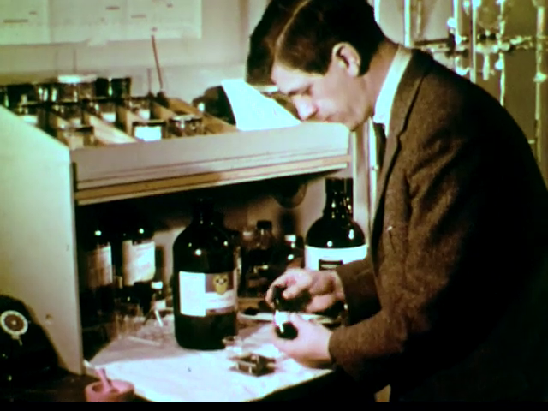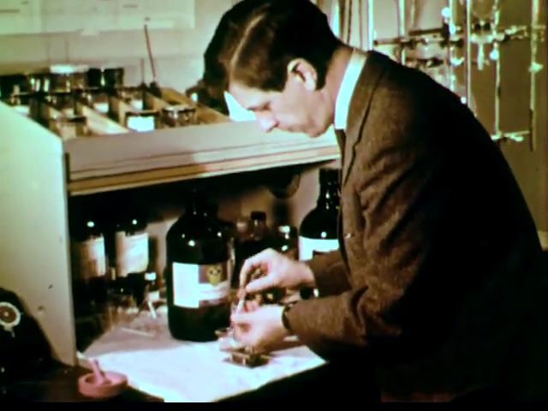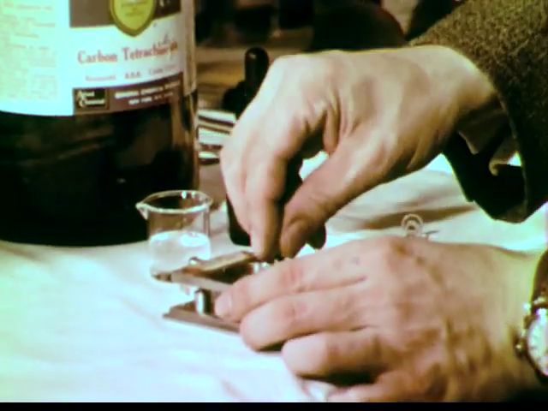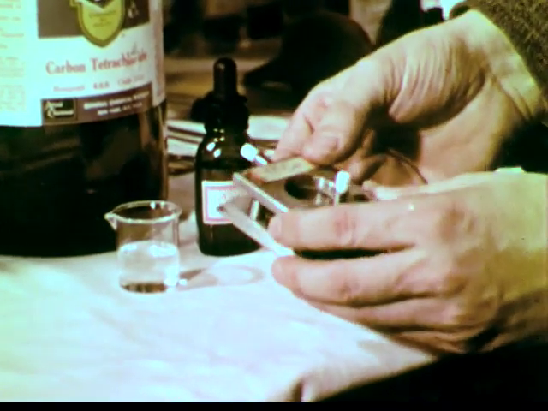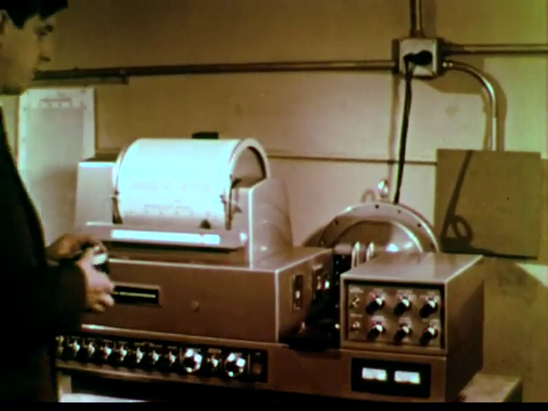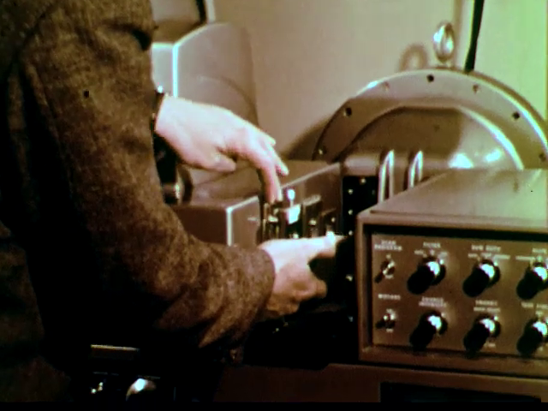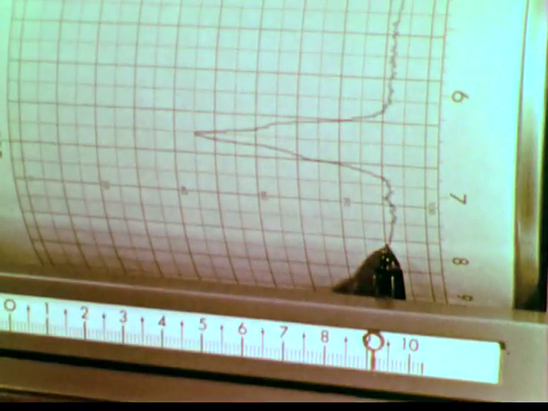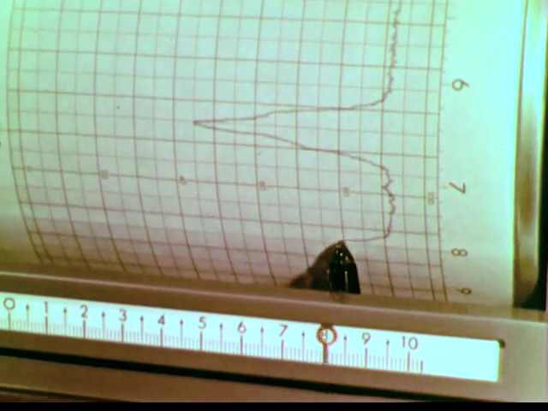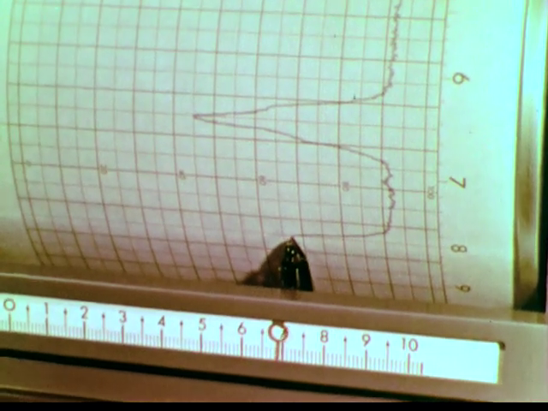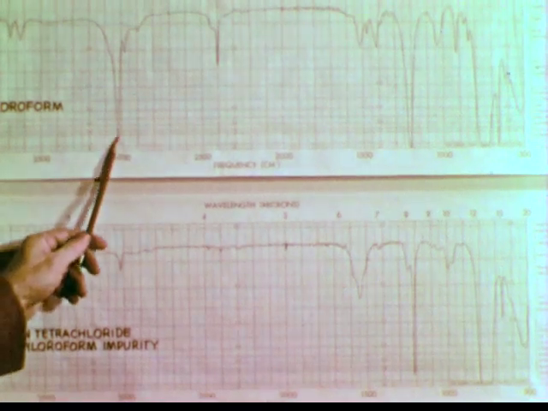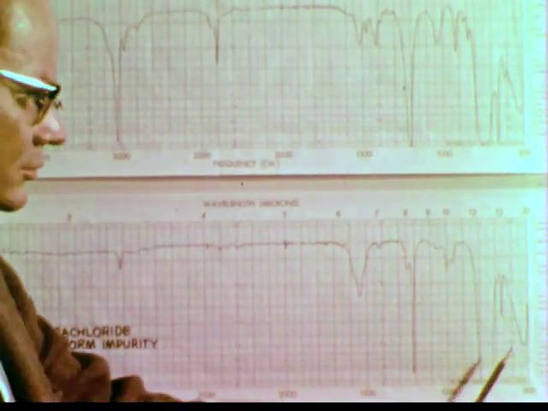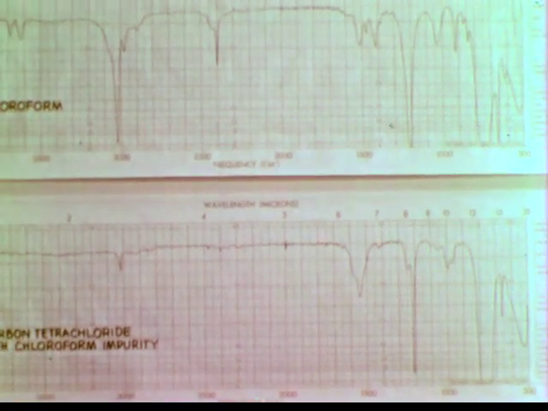If we contaminate a carbon tetrachloride sample with a small amount of chloroform, it's a simple matter to put some of the sample in a small cell and measure its infrared spectrum. The spectrum of the mixture will show not only the characteristic features of the predominant carbon tetrachloride, but also those of chloroform. The intensity of the latter is dependent on the extent of the contamination. These three strong characteristic frequencies of chloroform show up nicely here, here, and here, clearly revealing its presence in the carbon tetrachloride.